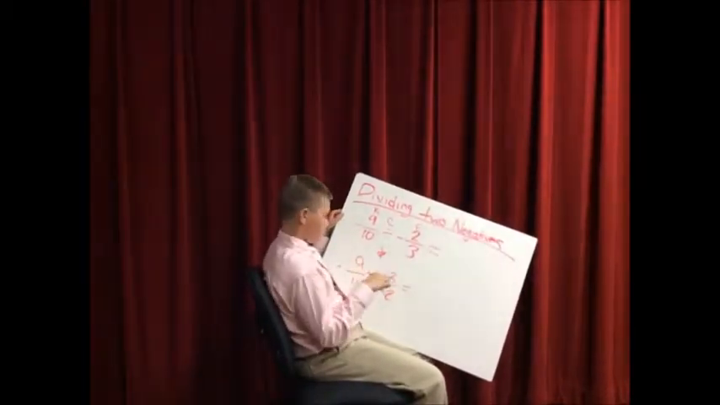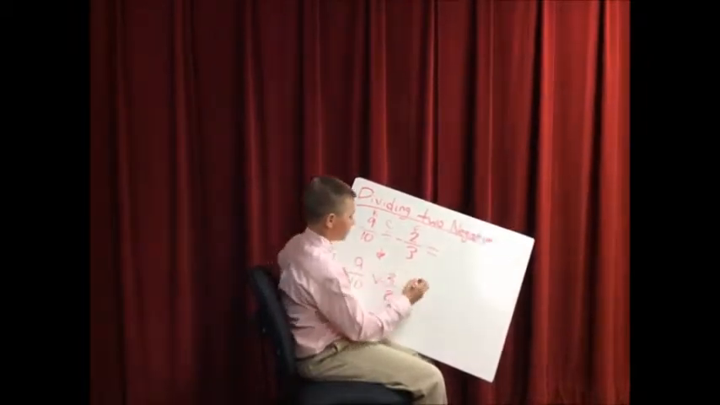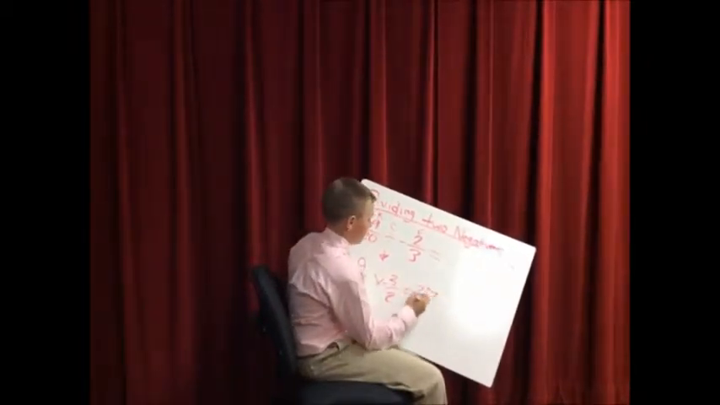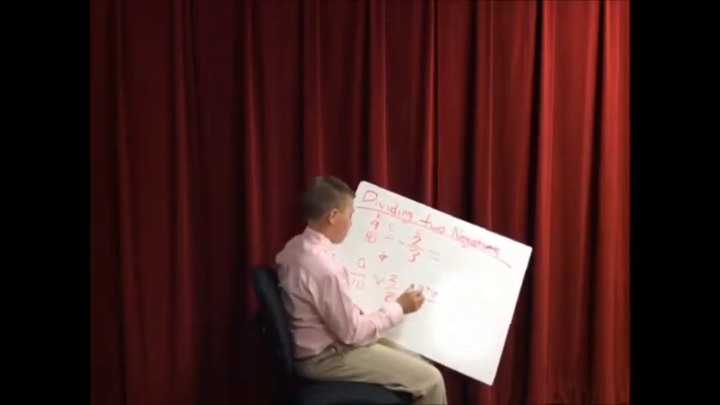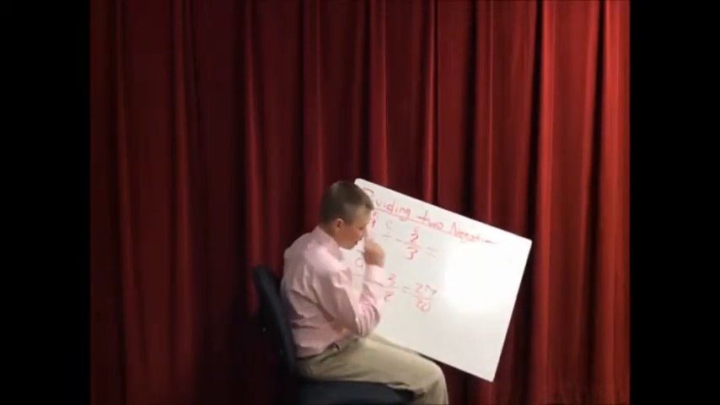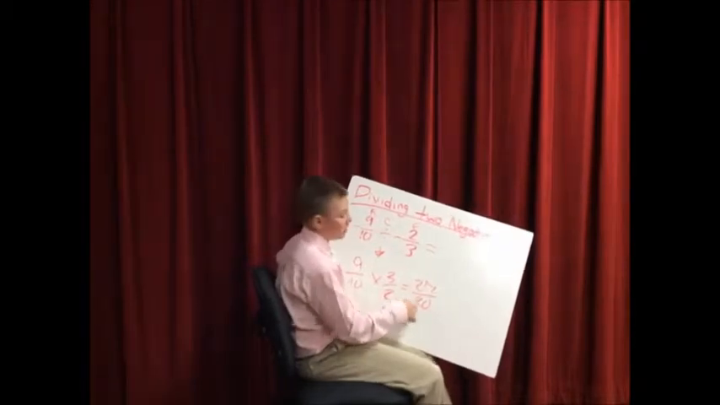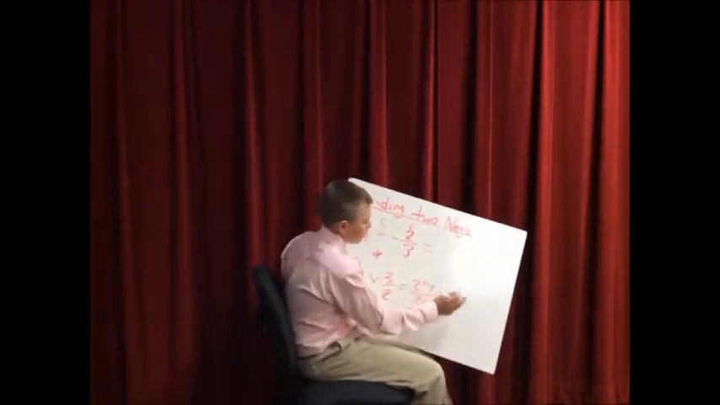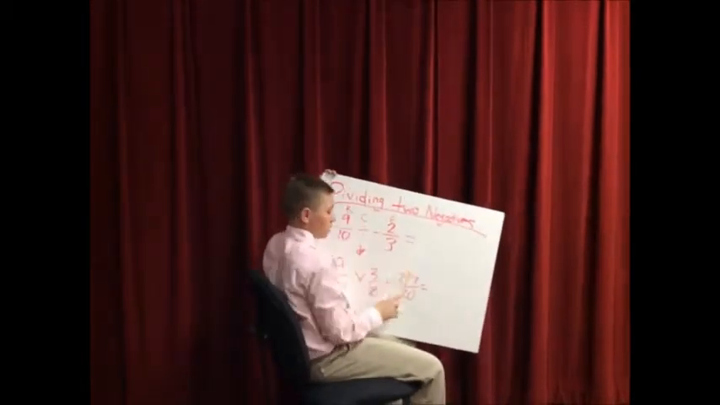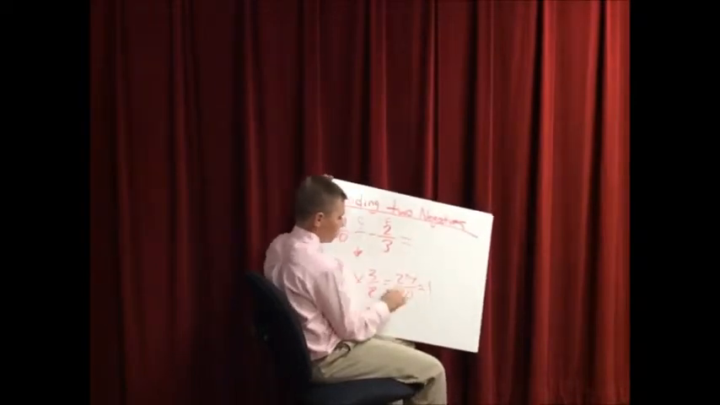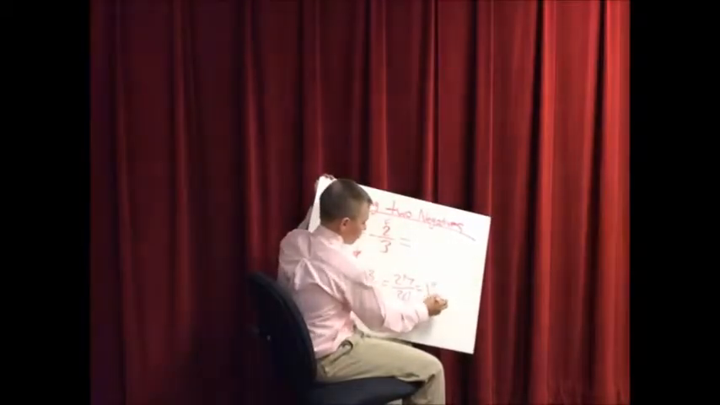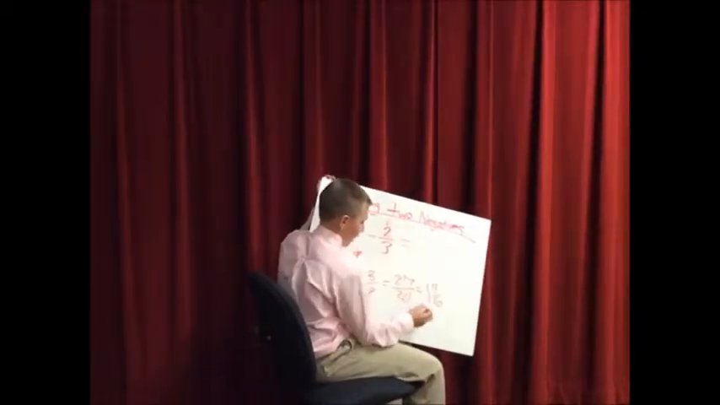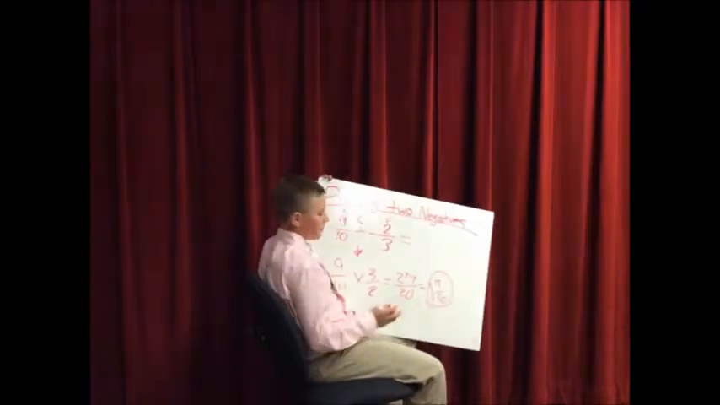So 9 times 3 is 27. 10 times 2 is 20. Now this is an improper fraction, so we have to make sure we turn this into a mixed number. 20 goes into 27 one time. 27 minus 20 is 7, so 7/20. So our answer is 1 7/20.